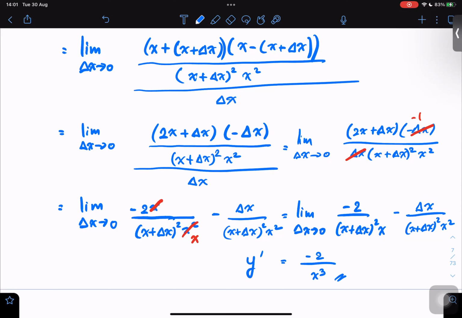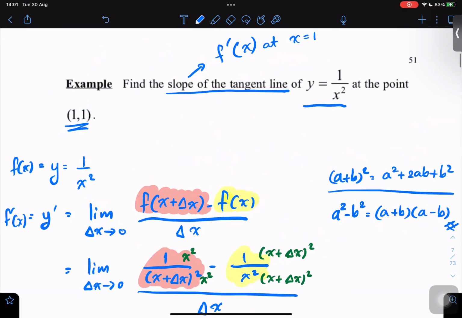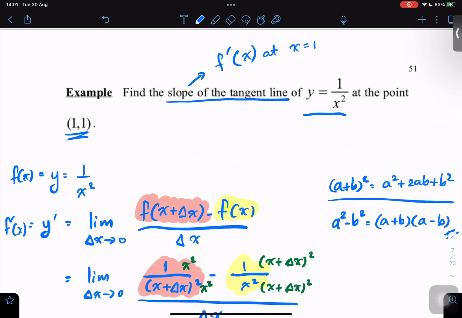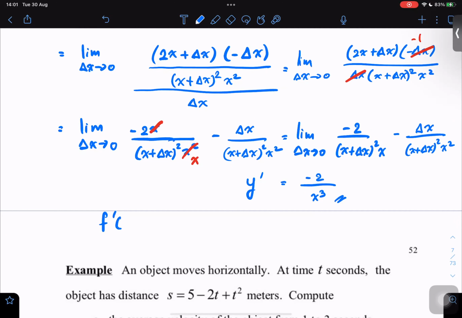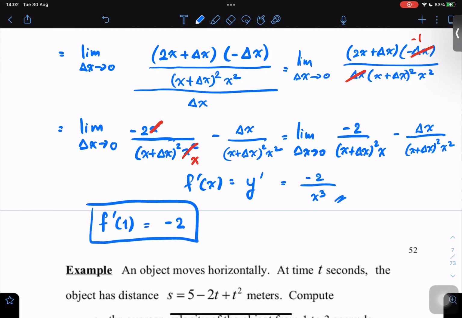But the question is more specific, because they ask for the slope of the tangent line at x equal to 1, right? So you find f prime of 1. This one is f prime of x, so f prime of 1 is equal to minus 2, and this is the answer. Is it clear?